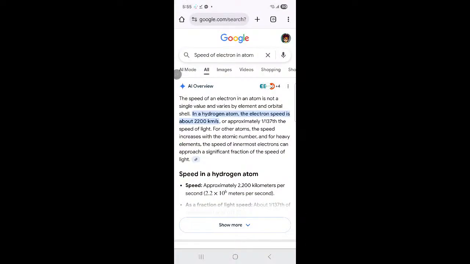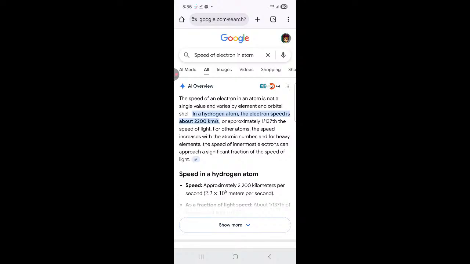Now, it's this kind of math that gives me the number of 2,200 kilometers per second, approximately. In a hydrogen atom, the electron speed is, even just in the orbit of a hydrogen atom, it's moving at 2.2 million meters per second.